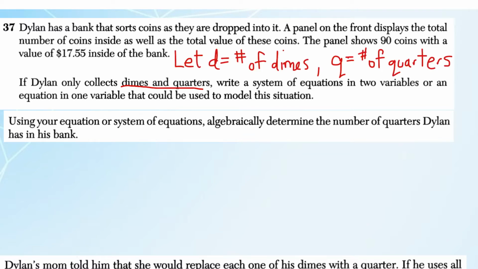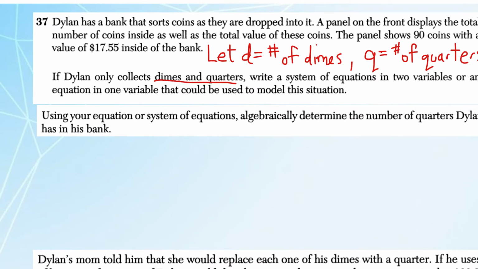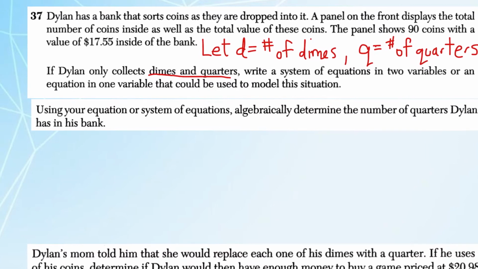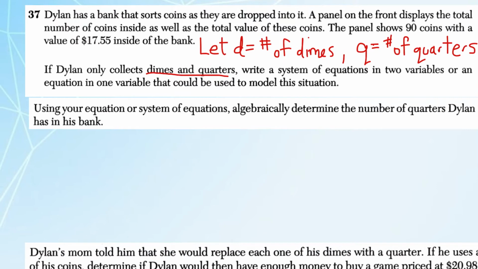The first thing we're going to do is write a system of equations using these two variables that could be used to model the situation. Well, we know that there's a total of 90 coins. So if we add D, the number of dimes, plus Q, the number of quarters, it will equal 90.